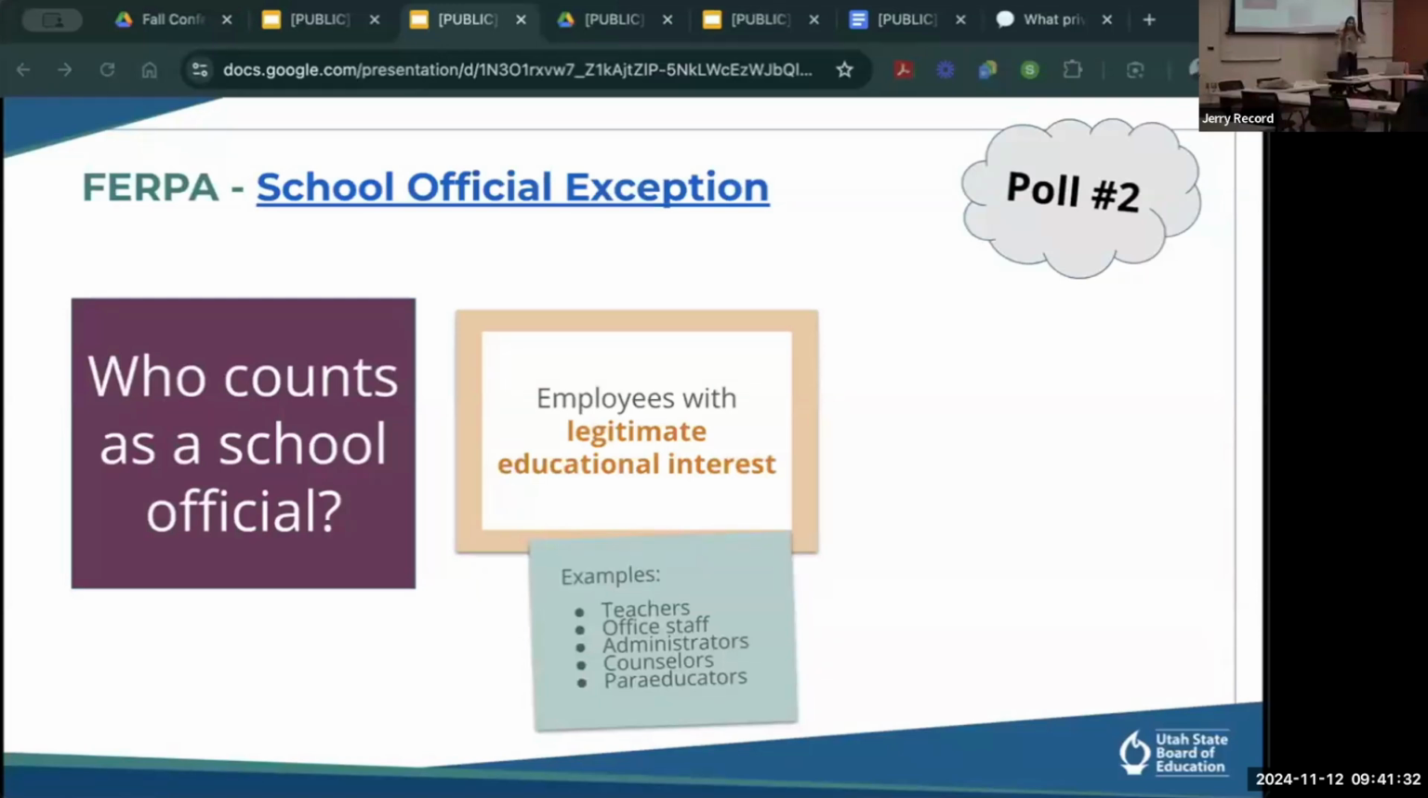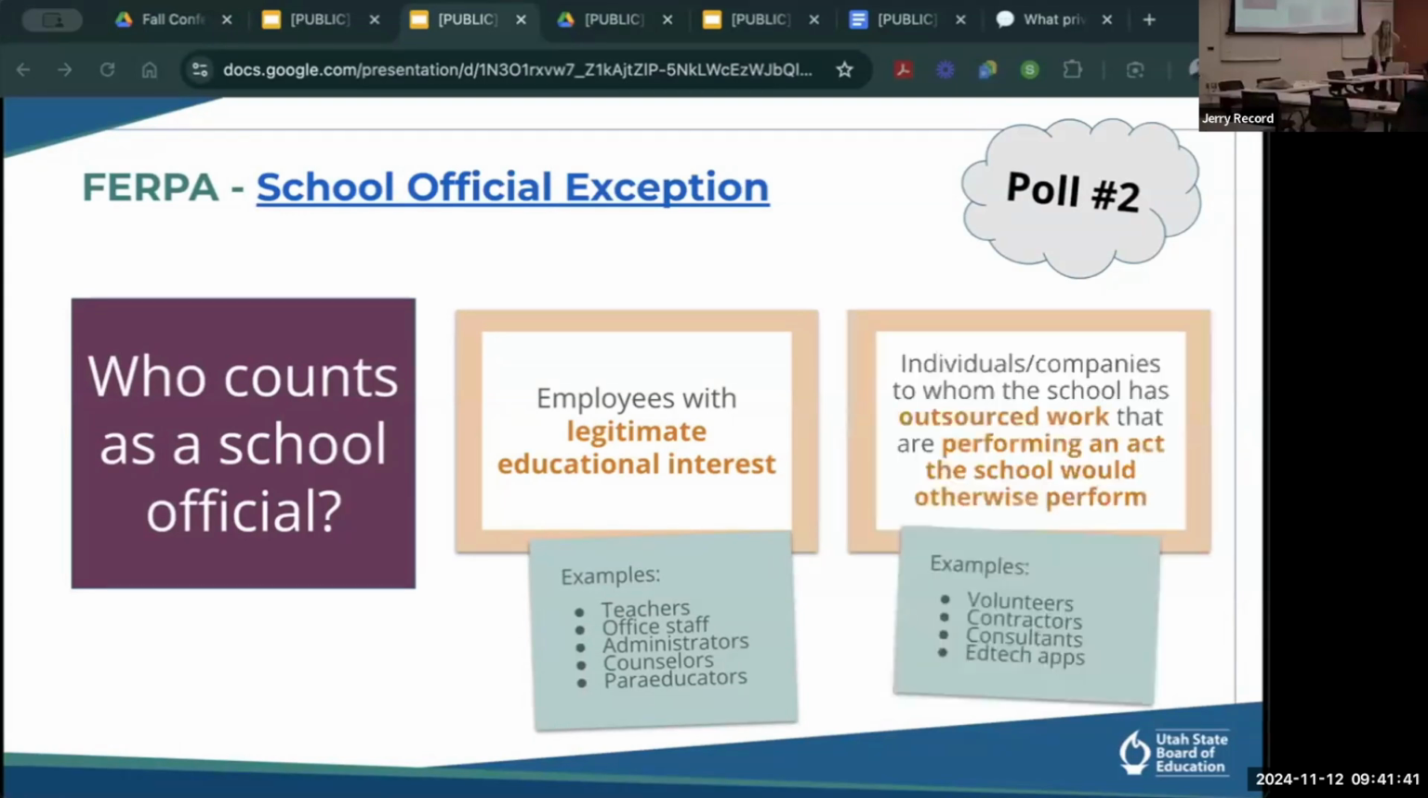Now, the school official exception also extends beyond traditional school employees, and it also includes individuals or companies with whom the school has outsourced work that the school would otherwise provide. Volunteers are a good example of this. They're not a school employee, but they do have the ability to have access to certain student information because they're doing a service the school would otherwise do.